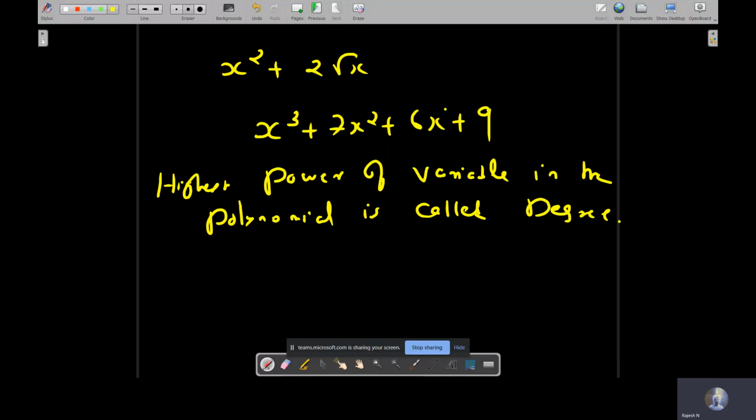Provided the degree should be a whole number. It should not be a negative number. It should not be a fraction. Then we can say that it is a polynomial. Hope you understand.